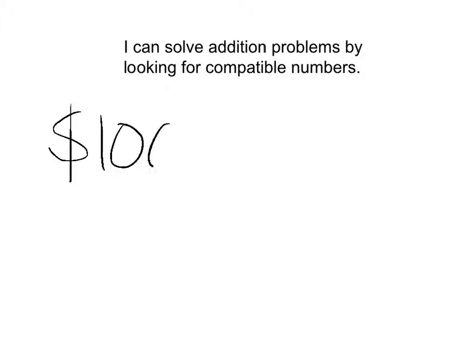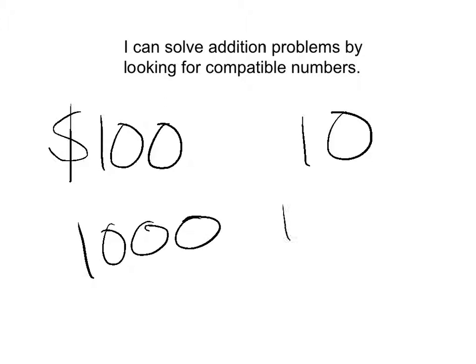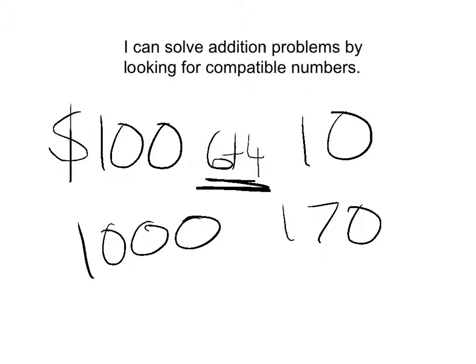So $100, 10, 1,000, 170. Because these numbers end in zero, they're very easy to work with. So we're looking for compatible numbers that become a tidy number. For instance, 6 plus 4 are compatible numbers because they make the nice tidy number of 10. So let's look at an example together.